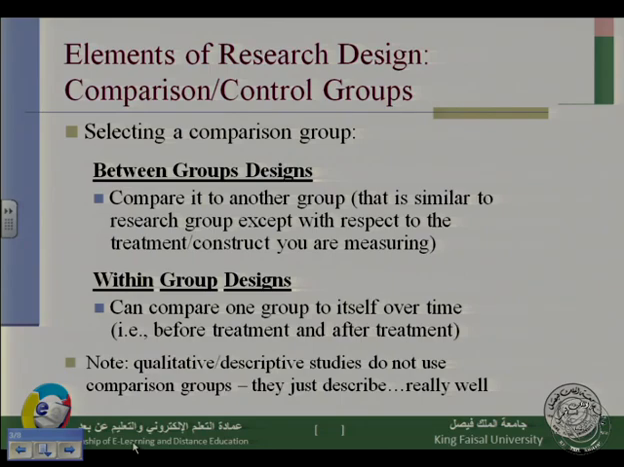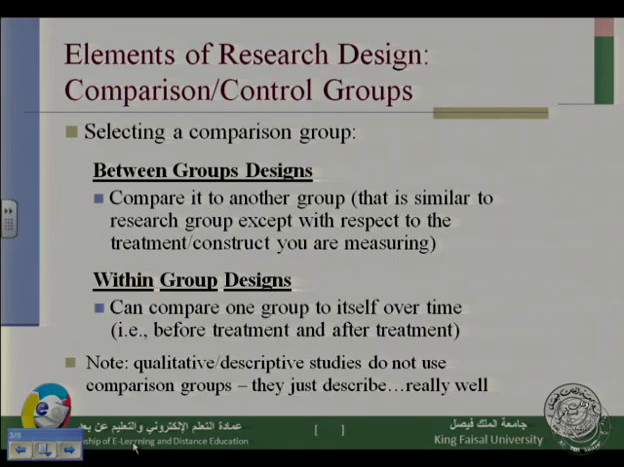So between group designs compare the research group to another group that is similar to it except with respect to the treatment construct you are measuring. So this is what I said. You have two groups. They need to be parallel. They are similar to each other. You cannot have, for example, children versus old people. Well, these are not similar. You are going to get some differences. So they need to be similar, and the difference is in the treatment. As I said, they have a new treatment or a different treatment than the other.